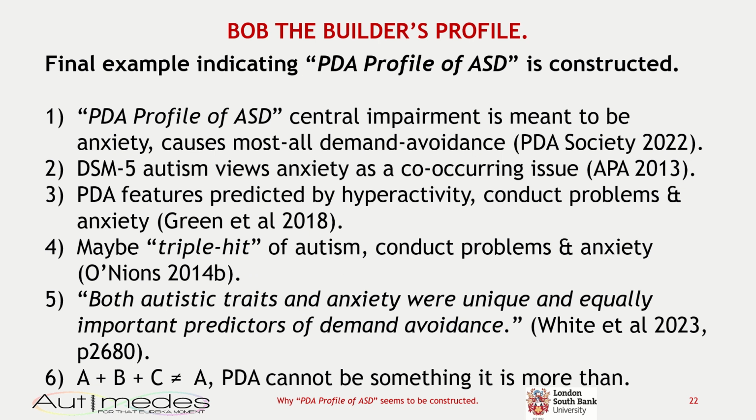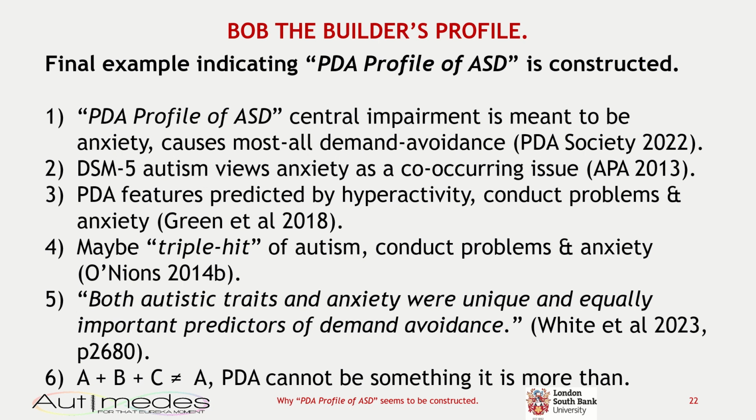So I'm moving on to the final example here, and it's only going to be a few slides. PDA Profile of Autism's central impairment is meant to be anxiety, which causes most, if not all, of the demand avoidance. Again, I'm referring to this document, which is meant to be clinical guidance by the PDA Society. It gets problematic because the DSM-5 autism criteria views anxiety as a co-occurring issue. It doesn't view anxiety to be part of the individual. And this gets more of an issue when you consider certain research results.